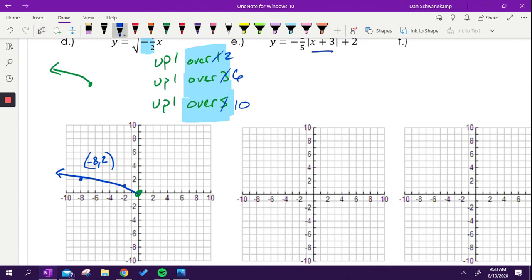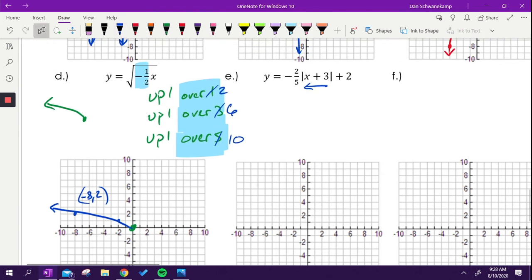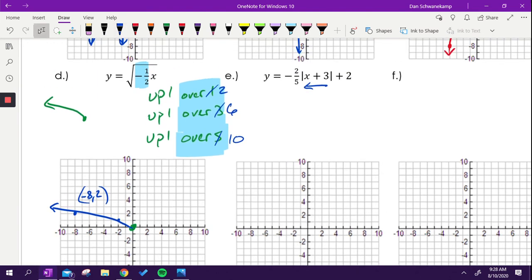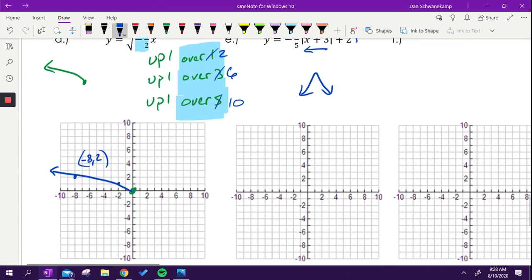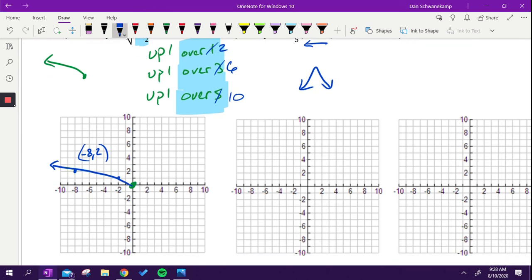The good news is, if you're good with numbers here, you'll know that going down 2/5 over 1, 2/5 over 1 is the same thing as going down 2 over 5. So with an absolute value, you can treat that like slope. Okay, just a quick tip. If it is absolute value, just treat that like slope. So I'm going down 2 over 5. So down 2, 1, 2, 3, 4, 5. Down 2, 1, 2, 3, 4, 5.